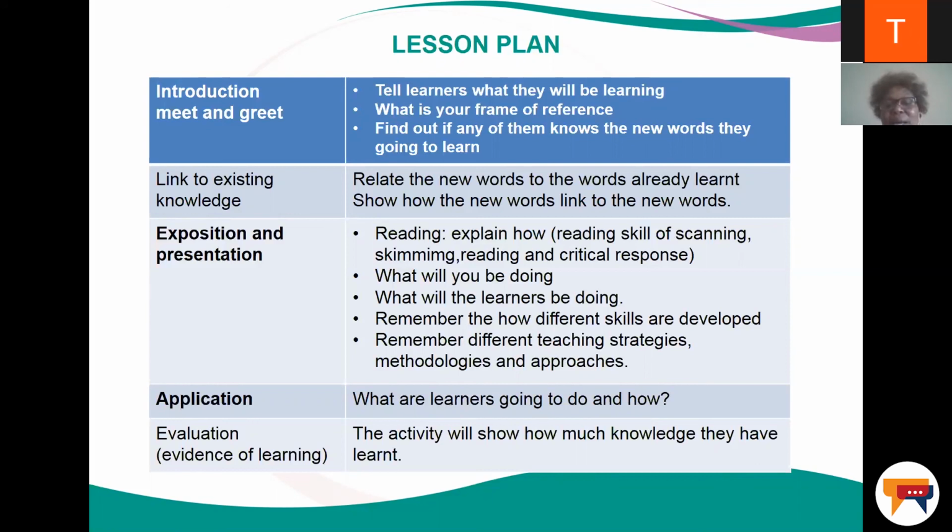Application: what are the learners going to do and how? So as you do that, what are the learners going to do? Remember, we said in your lesson plan, learners need to be actively involved, not you only. We want to see that. Evaluation: the activity will show how much knowledge they have learned. So what are they going to do to show that they have learned something?